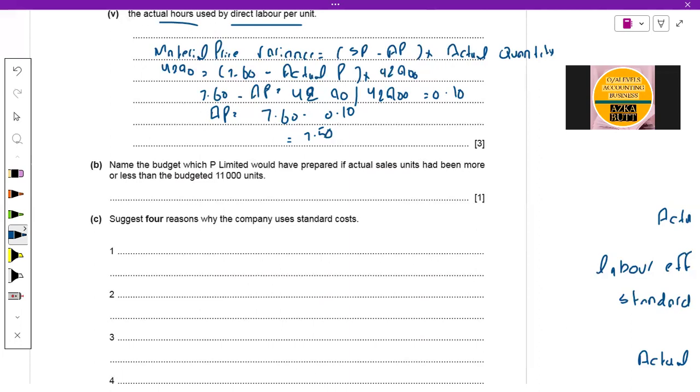And a fourth one would be simplification of costing, because using standard costing simplifies the process of costing products instead of continuously recalculating costs based on fluctuating prices and operational changes. So the company can use predetermined standard costs to streamline inventory valuation, pricing, and decision making.